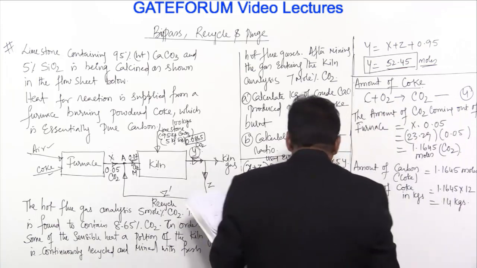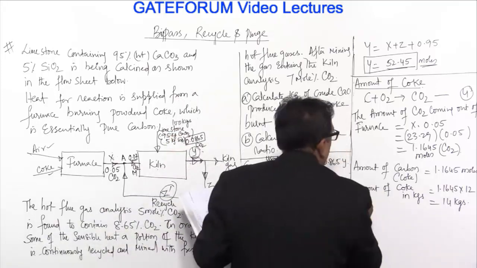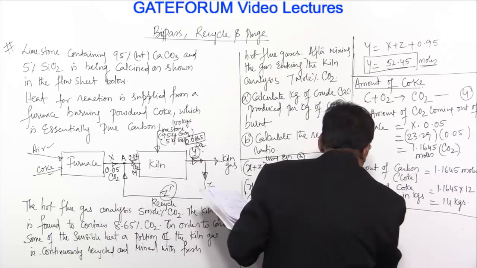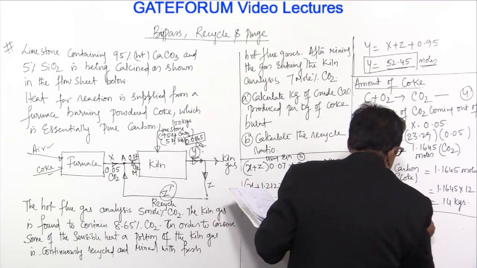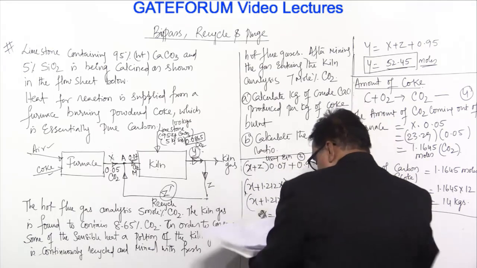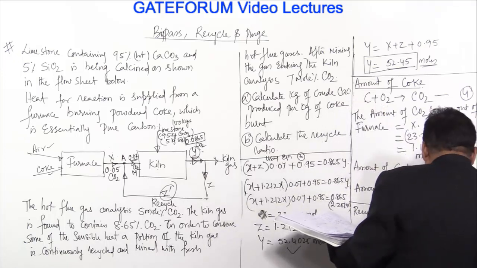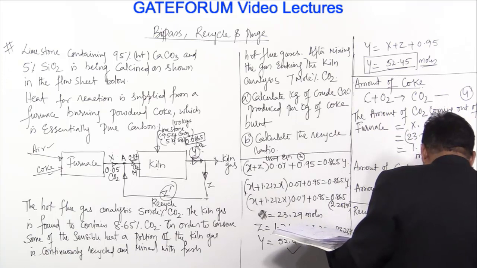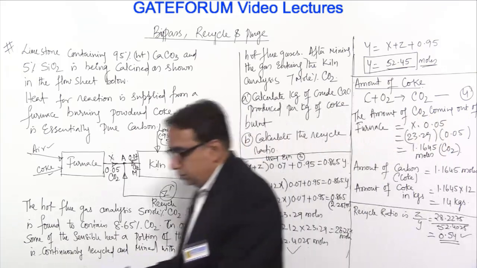So what is the recycle ratio? Recycle ratio is Z by Y. So this is another answer, 14 kgs. And the recycle ratio is Z by Y. Z is 28.2275 by 52.4025, that is 0.54. So the recycle ratio is 0.54 is the answer.